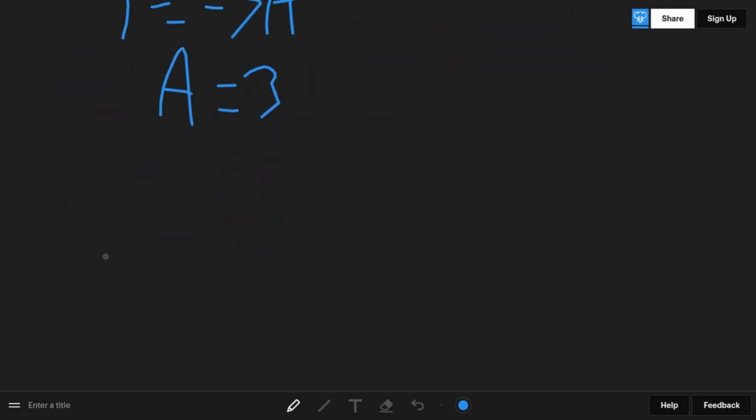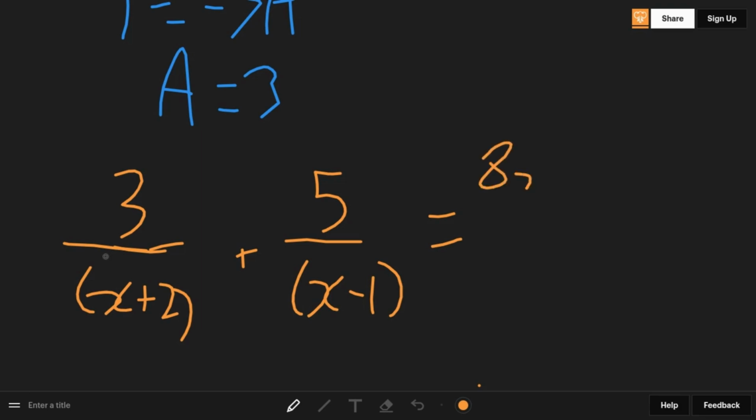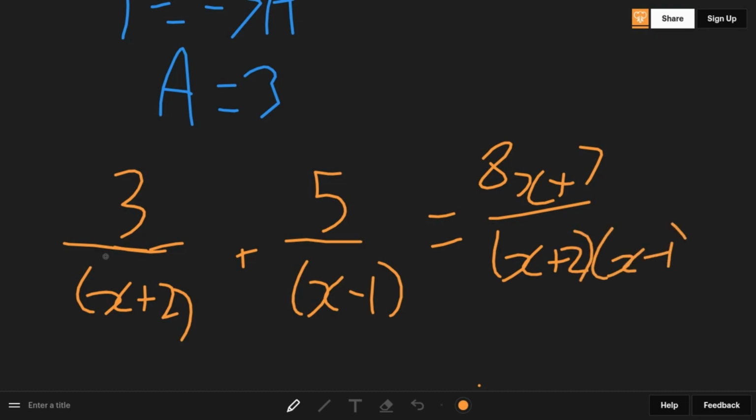So now we're not done yet, but we almost are. We can just say as our final answer, 3, since that was our value for a, times x plus 2, since we have to substitute it back in, plus 5 for our value of b, times x minus 1, equals 8x plus 7 divided by x plus 2 times x minus 1.